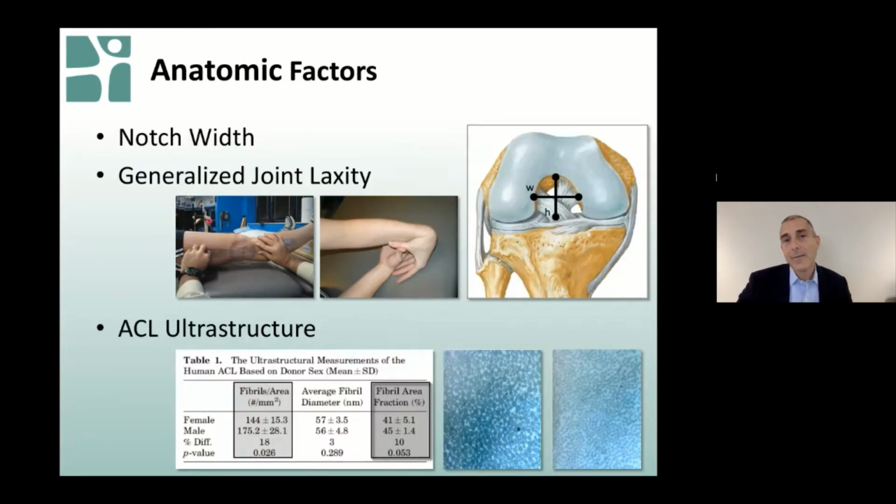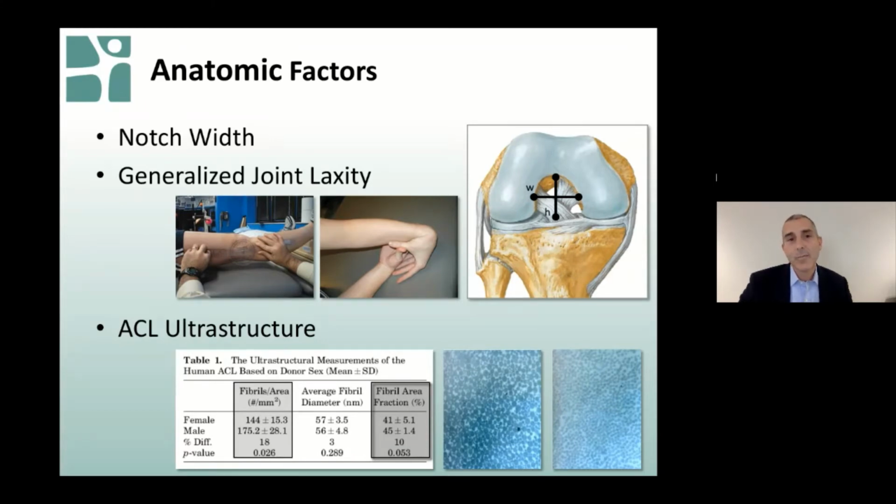There are many anatomical factors that have been proposed as important when talking about ACL tears and may begin to explain the differences between men and women. First is notch width. The notch is the space in the middle of the knee where the cruciate ligaments attach. And intuitively, the more narrow the notch, the perhaps more likely a patient is to sustain an ACL tear. And there are some studies that describe a more narrow notch among our young female athletes.